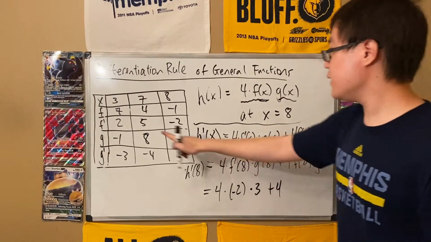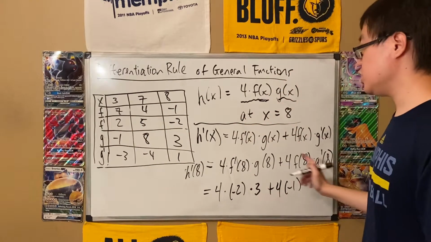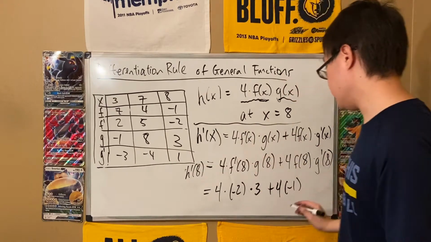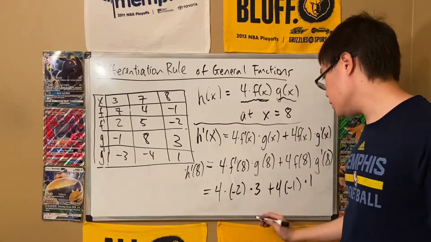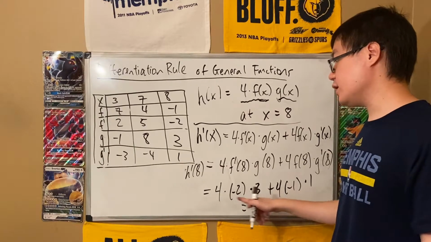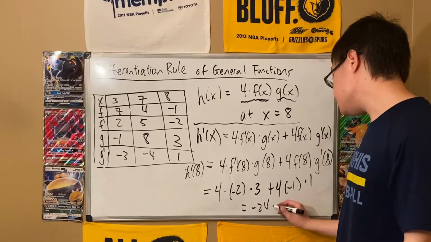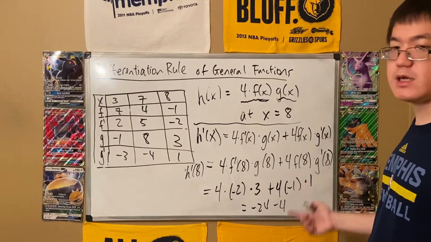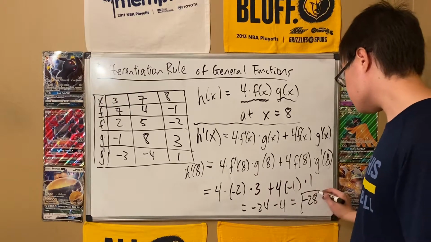Now I need to do f of 8, but again, I'm just reading this table. F of 8 is negative 1. And then finally, g prime of 8, we made that 1 to make the numbers nice. Then all you do is just multiply, and you should be good to go. So negative 2 times 3 times 4, that's negative 6 times 4, that's negative 24. Let's subtract off another 4 because it's 4 times negative 1 times 1. So the final answer is negative 28 in this case.